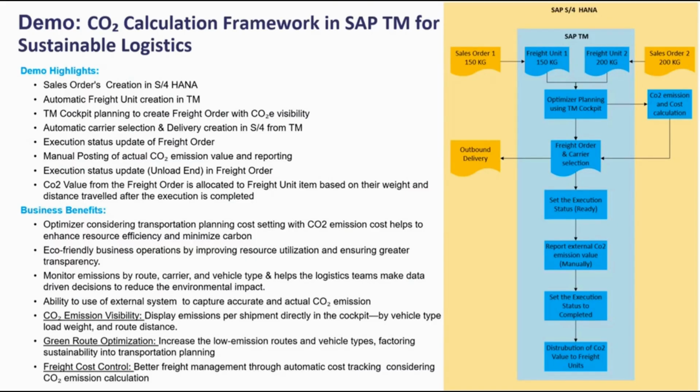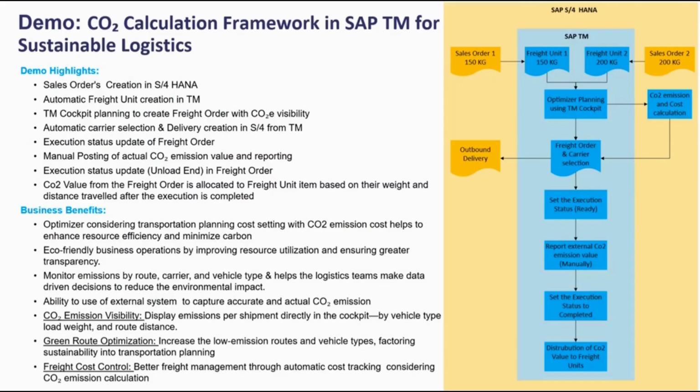and of products in it. Both will create a freight unit. Same, one freight unit for each sales order for this demo purpose. Using optimizer planning, we combine these sales orders into a freight order, and it will pick up a low emission vehicle based on the planning profiles and cost constraint settings we maintain for sustainable logistics and CO2 emission. And we create a freight order, and the carrier will be selected.